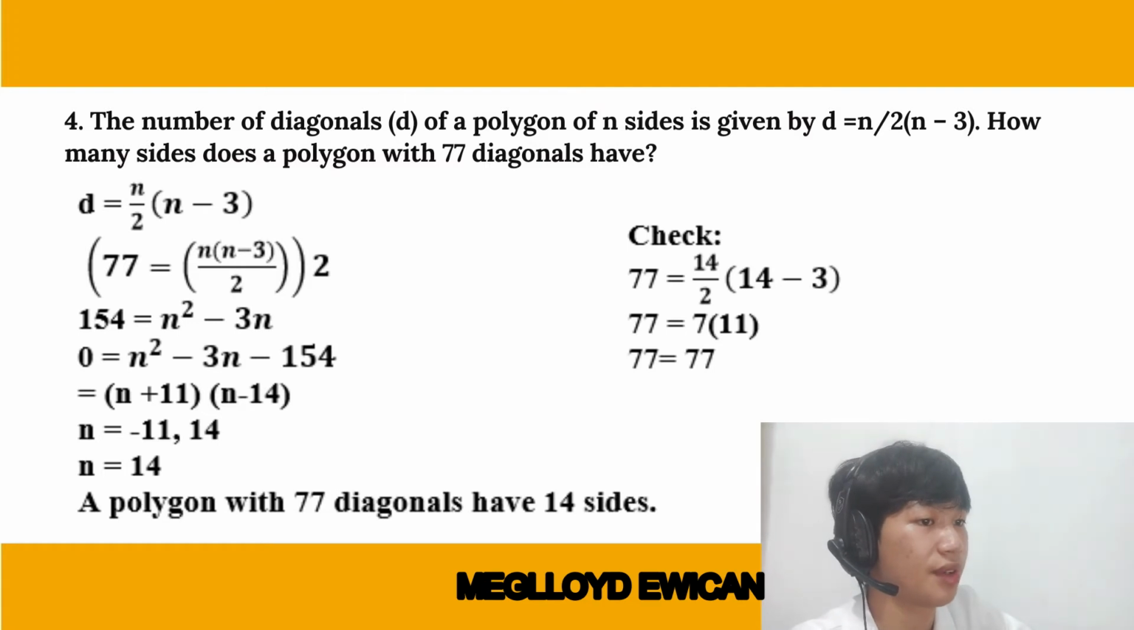On the right side of the equation, we can simply eliminate the denominator 2. In the numerator, we use the distributive property to get n squared minus 3n. Now, we transpose 154 to the right part of the equation. Then find the roots of the trinomial equation. Now, we have two values of n. The value of n is 14 since n must be a positive number. Therefore, a polygon with 77 diagonals has 14 sides.